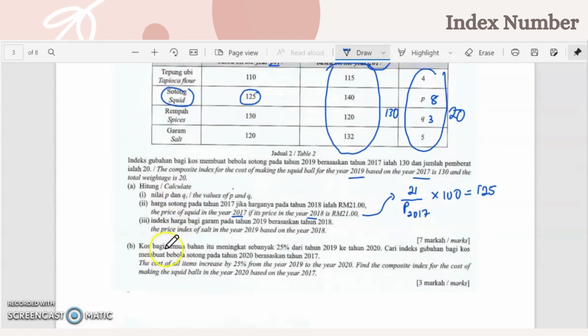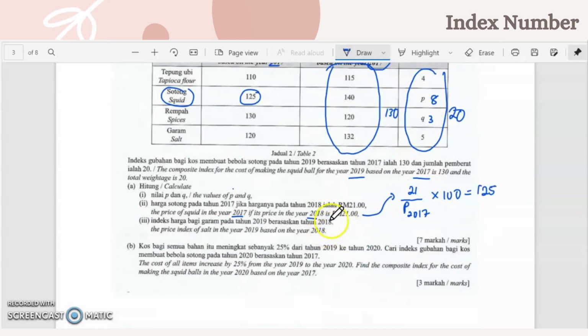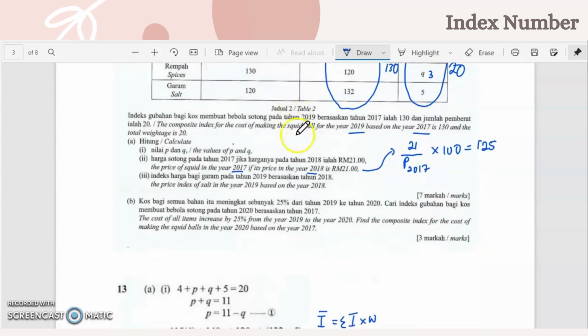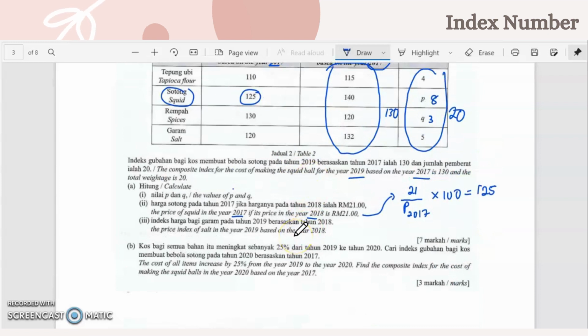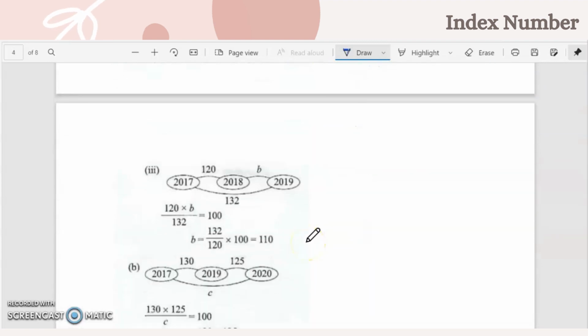Okay, so we go to question 3. Calculate the price index of the salt in the year 2019 based on the year 2018. Okay, so sekarang ni kita hanya ada price index untuk 2019, 2017, 2018, 2017. So sekarang soalan ask you, dia nak price index of salt for the year 2019 based on the year 2018. Okay, jadi kita kena buat sikit lah. Saya suka buat dalam bentuk ni, awan-awan.